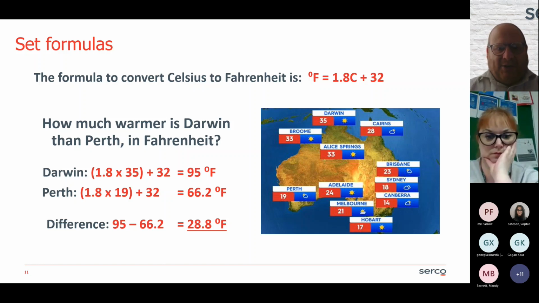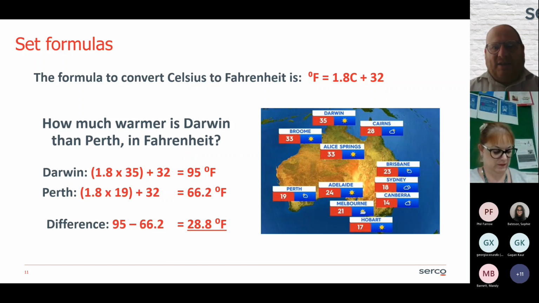So thinking that same process, can you do the same for Perth? So the temperature in Celsius in Perth is 19 degrees. So we've got 1.8C, which means 1.8 times C, add 32. So maybe in that first one, it may be the order that you've done things in, maybe it's giving you the 28.8. Some people have gone straight to the answer. That's good. Well done. Some people are way ahead of me.